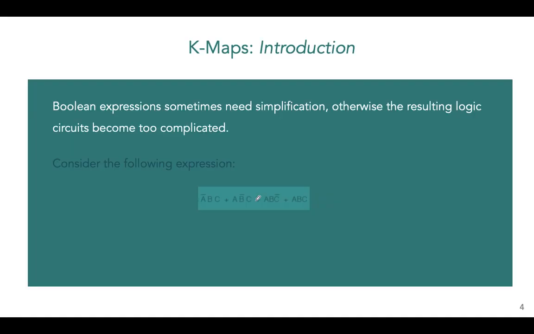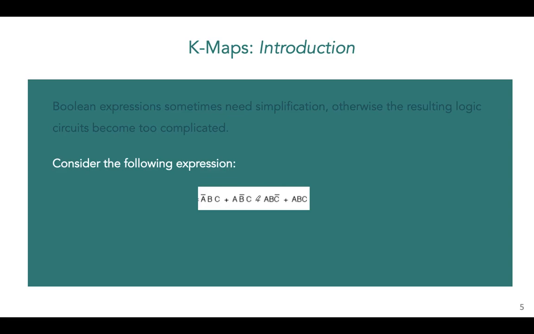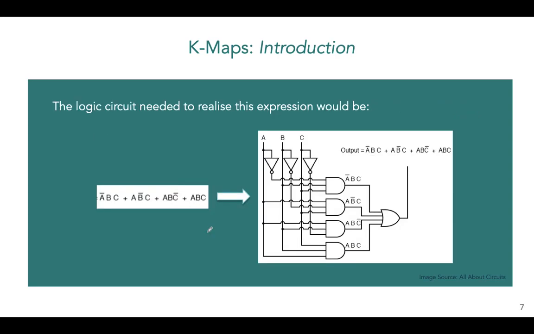Now, Boolean expressions sometimes need simplification, otherwise the resulting logic circuits become too complicated. For instance, consider this expression, right? If we were to form a logic circuit to realize this expression, it would look something like this. This is a logic circuit for this Boolean expression, and you can see how complicated this circuit looks.